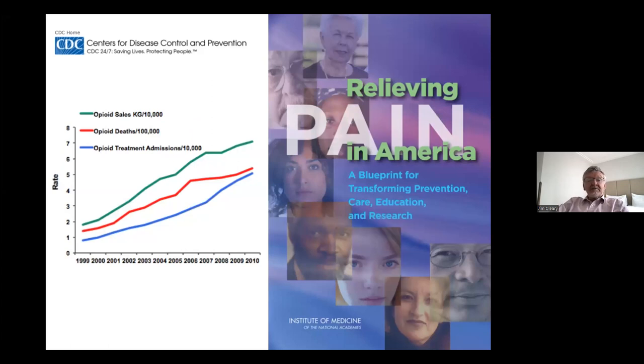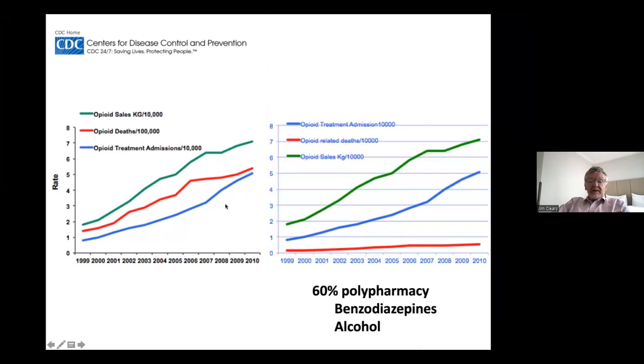But if you actually look at this graph, it's quite significant because they actually say, hey, look at this, all of them are going up. We can see opioid sales going up, opioid deaths going up, and opioid treatment admissions. And at the same time, the Institute of Medicine put out this report saying there's 100 million Americans with chronic pain. They didn't say they all need opioids, but this is the contrast with the documents. But I point out this graph, and let's look at it more closely. Is it truly what we want to be looking at?